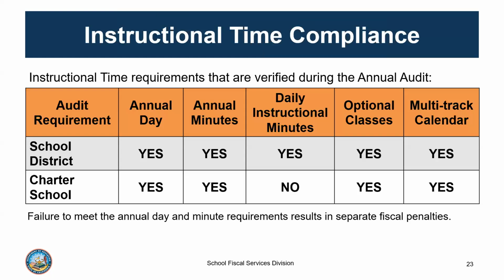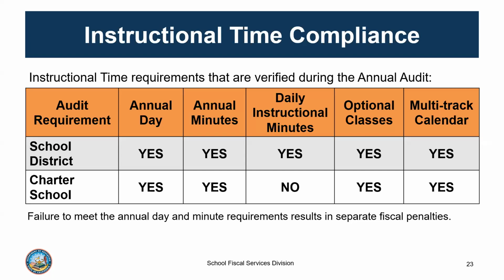Instructional time requirements that are verified during a school's annual audit include the annual day requirement for both school districts and charters, the annual minute requirement for both school districts and charters, the daily instructional minute requirement only for school districts, as charter schools do not have a daily instructional minute requirement, whether the school has provided optional classes for both school districts and charters, and whether the school has a multi-track calendar for both school districts and charters.